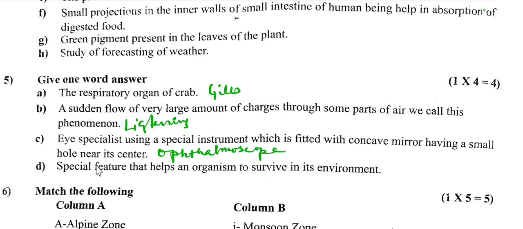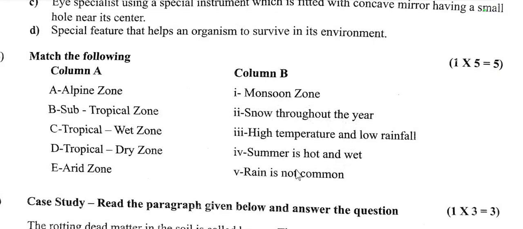Ophthalmoscope. Special feature that helps an organism to survive in its environment is adaptation. So this is it. And next is match the following.